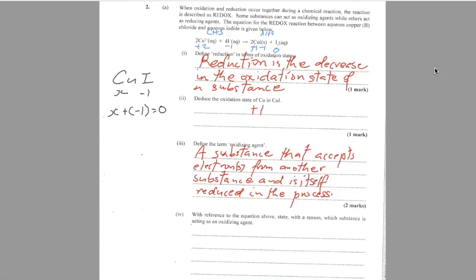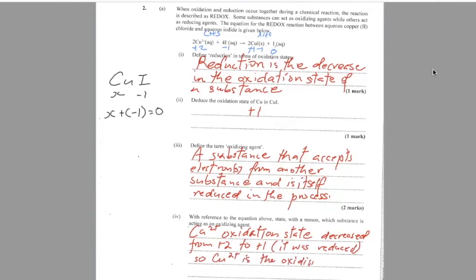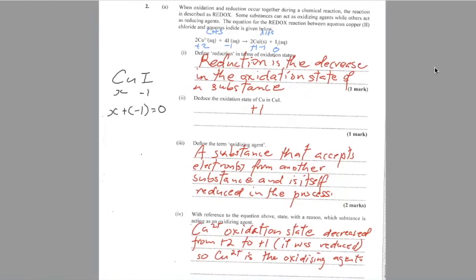So we're going to state this, giving the reasons. So we'll say Cu2+ is the oxidizing agent; its oxidation state decreased from +2 to +1. So it was reduced. So Cu2+ is the oxidizing agent, and you would have gotten full marks for stating that.